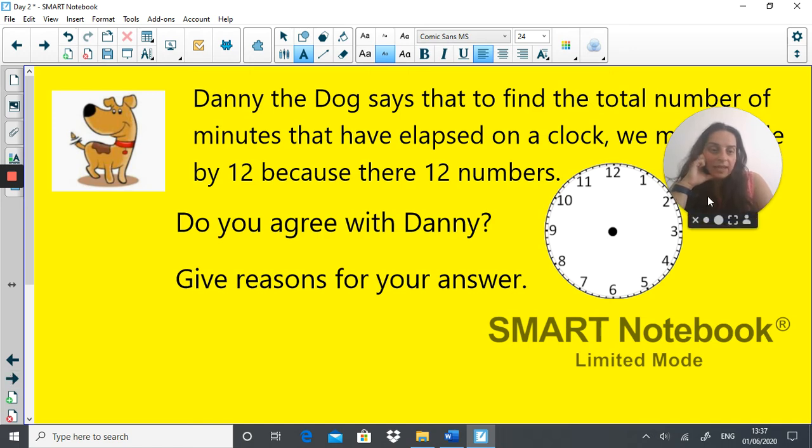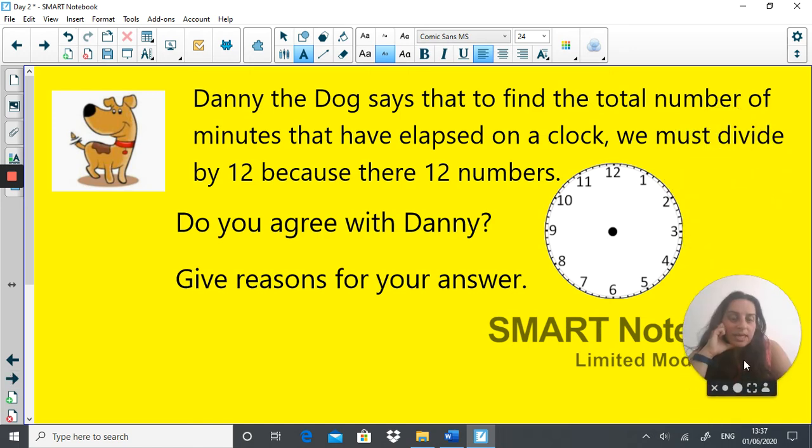And Danny is back. Danny the dog says that to find the total number of minutes that have elapsed on a clock, you must divide by 12 because there are 12 numbers. Now, is he right or is he wrong? And when you answer your question, don't forget to write in full sentences. So I agree with Danny Dog because, or I disagree with Danny Dog because. Pause the video and let me know what you think. Off you go.